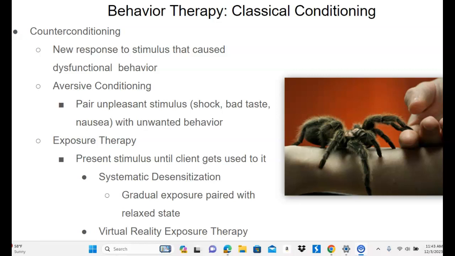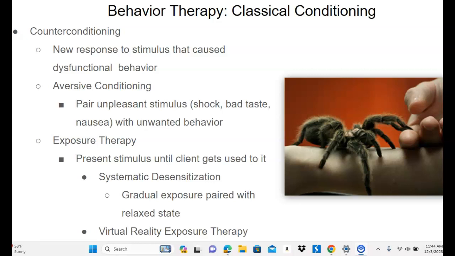There's also exposure therapy. Exposure therapy is literally just presenting the individual with the situation that is causing their misbehavior, usually until they get used to it. That's essentially what's happening here. This is used a lot to treat phobias.